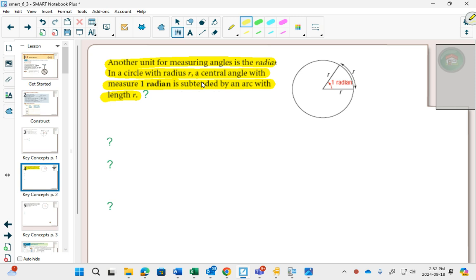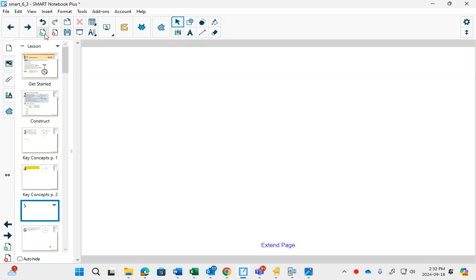And we get the definition of what a radian is. If you have the exact same distance along the edge of your circle as your radius, we have a new way of measuring, which is called a radian. And we're going to explore this idea of a radian.